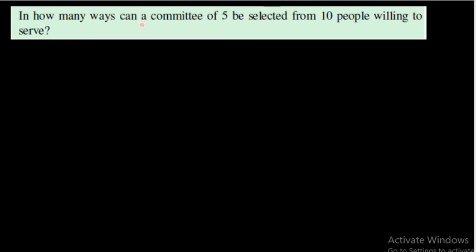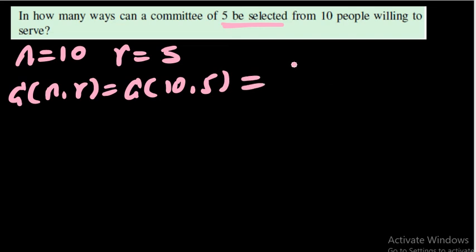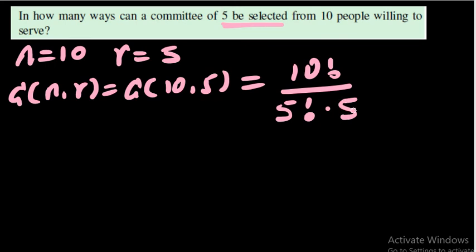In how many ways can a committee of 5 members be selected? You see, it's combination. A committee of 5 members will be selected from 10 people. The total number of people is n is equal to 10, and our r this time is 5. So the combination of n comma r is the combination 10 comma 5. According to the formula, this will be 10 factorial over 10 minus 5, which is 5 factorial, times r, which is just 5 factorial.